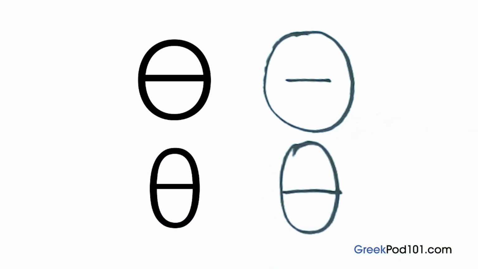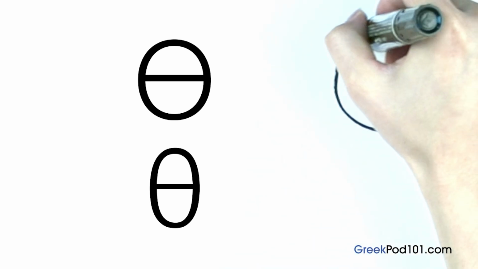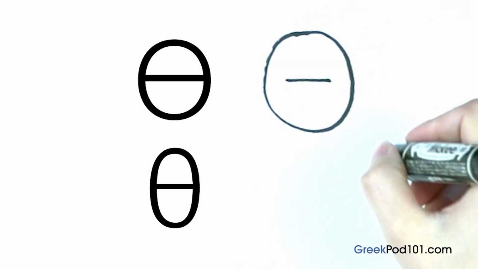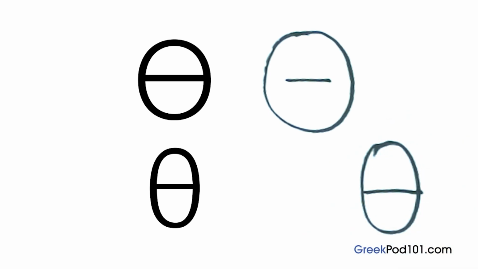Theta. So they're both circles with a line in the middle. You can write the lowercase pretty much like the uppercase, just a little more narrow. Let's do it again. Here's the uppercase form. And this is the lowercase theta. I'm sure this wasn't too hard now, was it? There are many words in the Greek language that use theta, so you'll get used to it in no time.